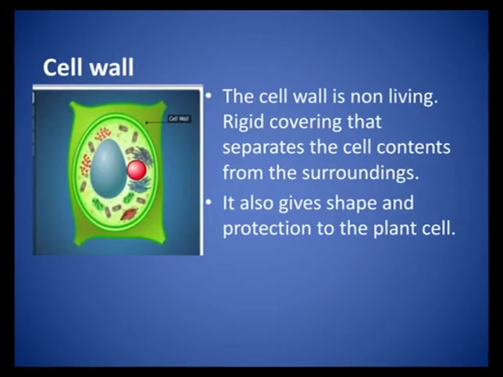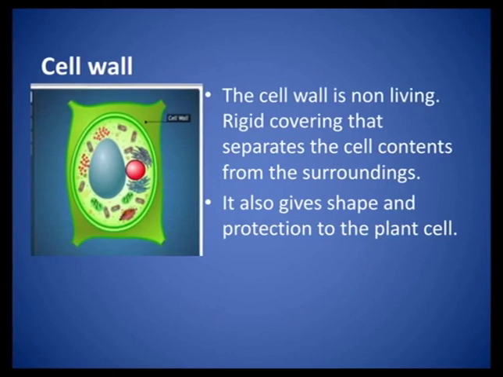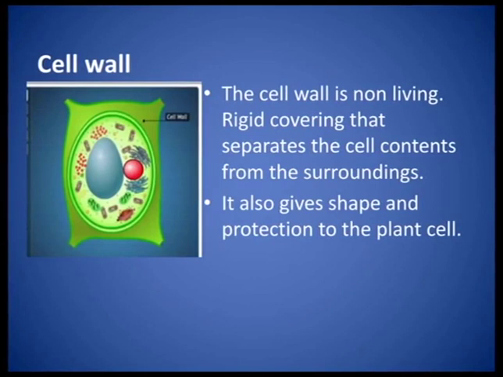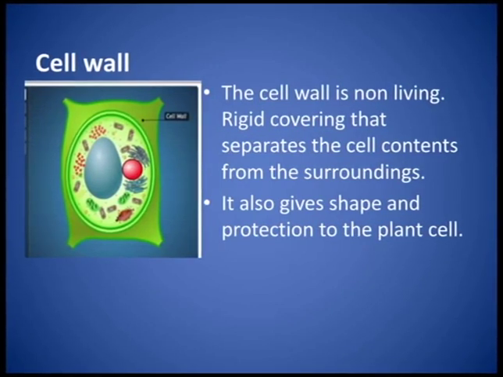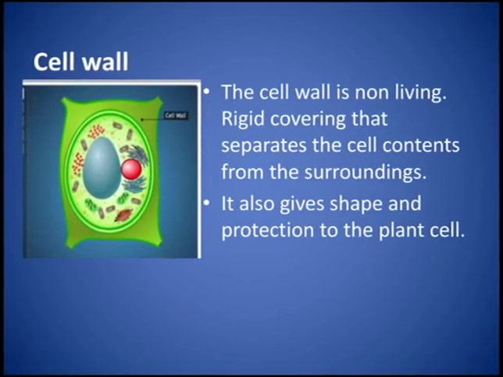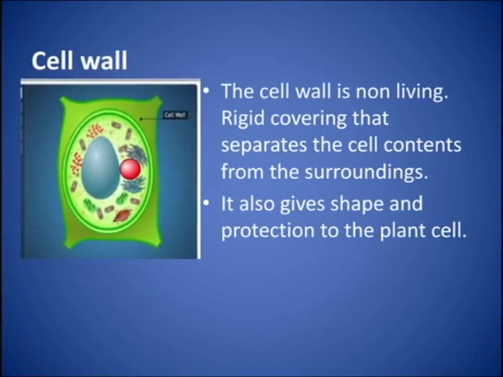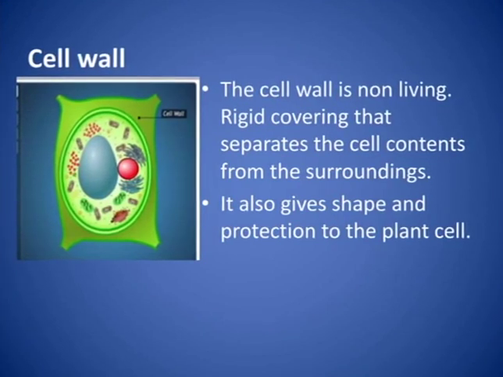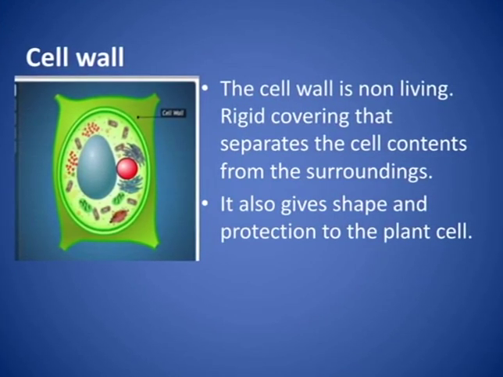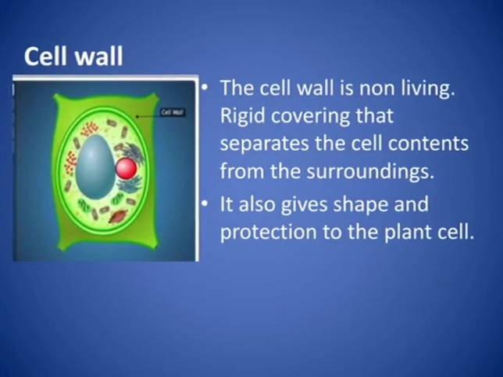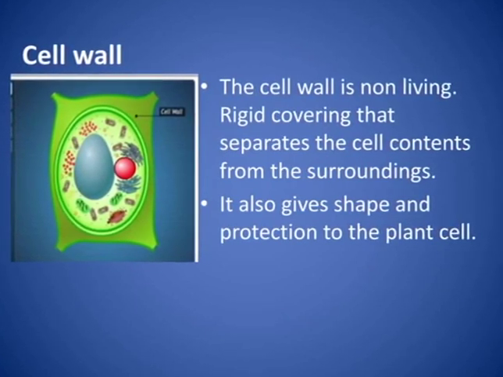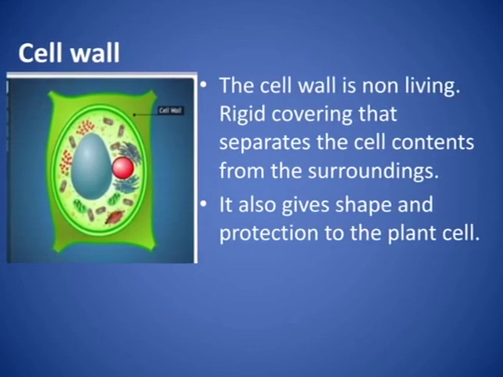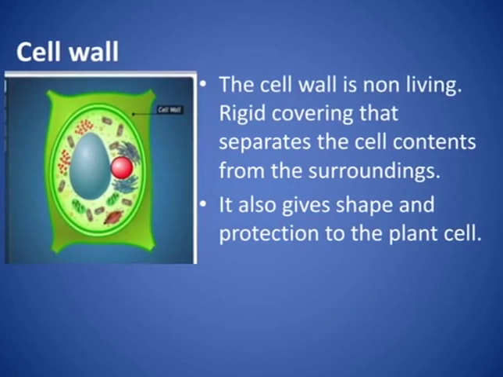Today we are moving to one important organelle, the cell wall. Look at the cell. Notice the cell wall. The cell wall is a rigid, non-living, outermost covering of the cell. Remember, it is seen only in a plant cell. It separates the cell contents from the surroundings. It also gives shape and protection to the cell.